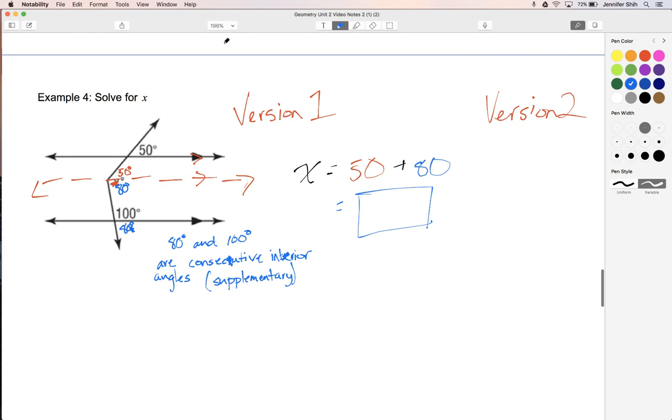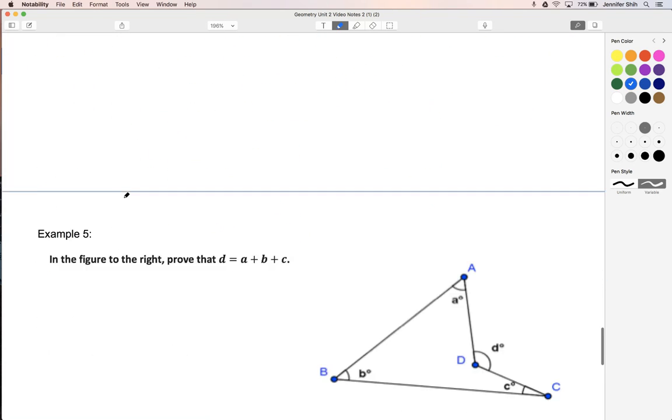If you need to pause this, you should try it with version 2. As a reminder, version 2 is if you extend this line out, and then you can add in the interior angles. So you need the exterior angle, which is what you're looking for, and you have to add the interior angles. Okay, have fun.